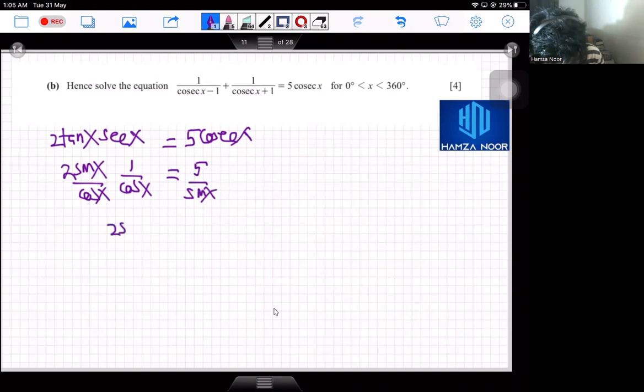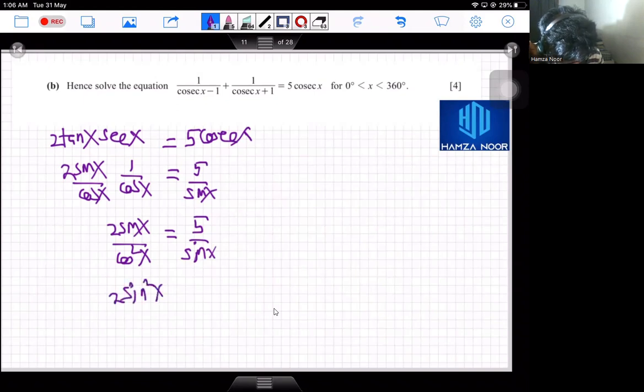So this is 2 sin x divided by cos square x equals 5 over sin x. Now, after we do the cross multiplication, we are left with 2 sin square x equals 5 cos square x. Now here, what I'm going to do is make sin square x over cos square x the subject of the equation. So I can use another trigonometric identity here.